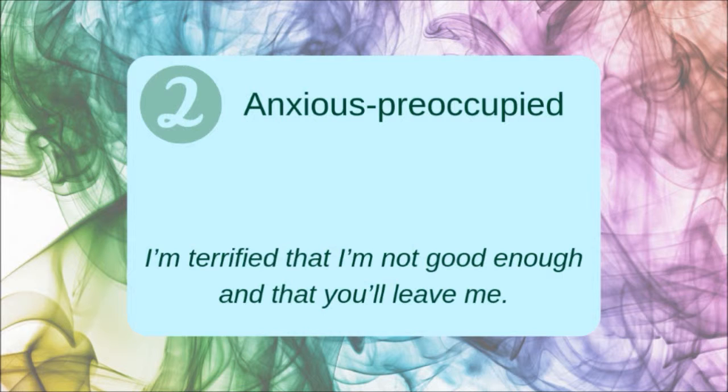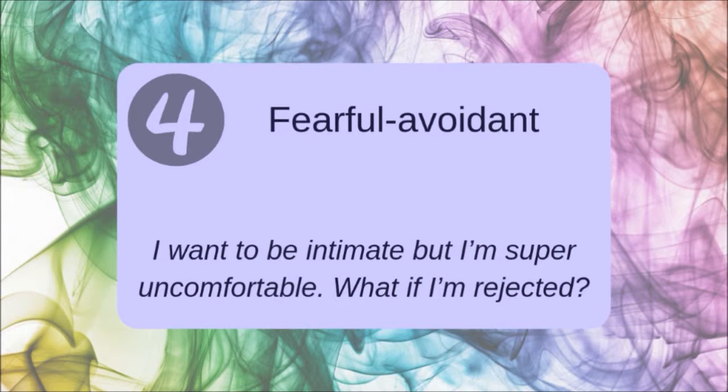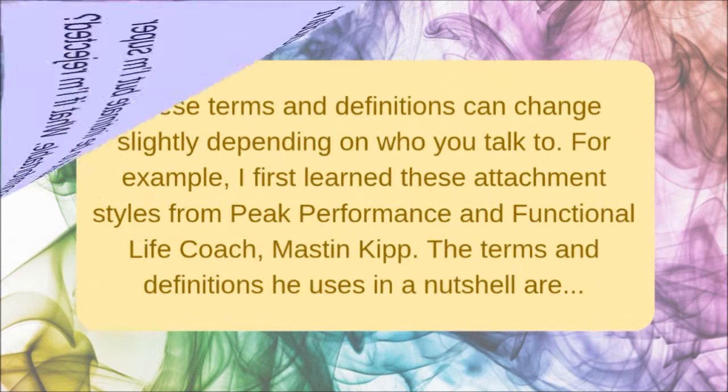Number 3, dismissive, avoidant. I refuse to depend on others or have others depend on me. Number 4, fearful, avoidant. I want to be intimate, but I'm super uncomfortable. What if I'm rejected? These terms and definitions can change slightly depending on who you talk to.